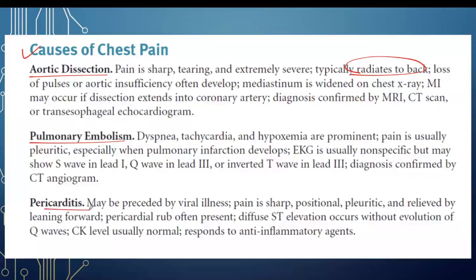Pericarditis. Pericarditis, mostly it is preceded by a recent viral infection, and then the patient comes to you with a sharp chest pain. Now the pain is very typical. It's a sharp stabbing chest pain on the left side of the chest, and the pain gets better with leaning forward and worse with lying down. So that's the main important finding.